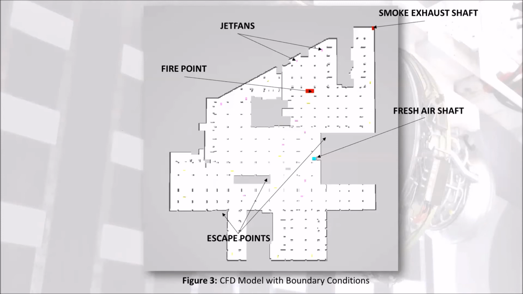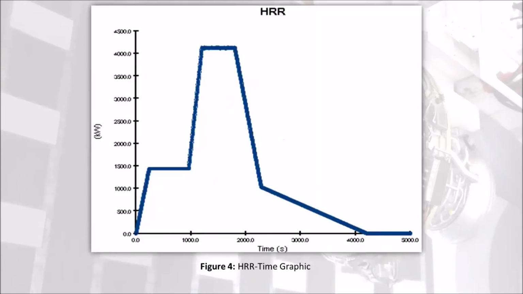Here also you see a CFD model with boundary conditions in this layout. 5-point jet fans, smoke exhaust shaft, fresh air shaft, and also you see escape points. Okay, we have limited time, I'm going to pass to another slide. Here you see heat release rate as a function of time.